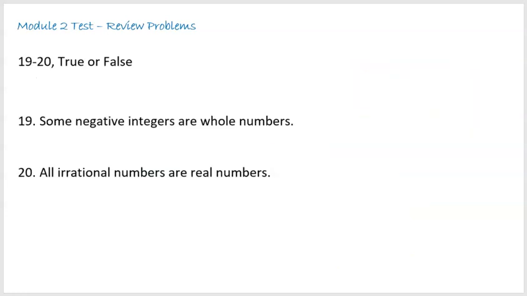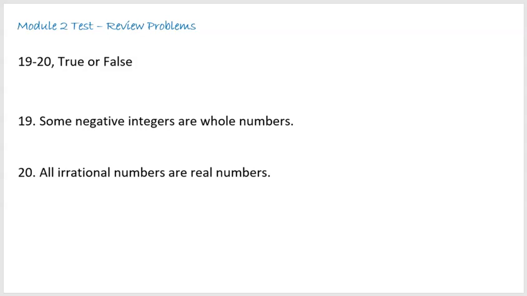So for 19 and 20, we have true or false. Now, a problem like this for true or false, if you can find what we call a counterexample, any particular situation that makes the statement false, then it's false, right? If you can find just one situation where what it is saying is not true, then your answer is false. If every single possibility that it sets you up for is true, then you're talking true.